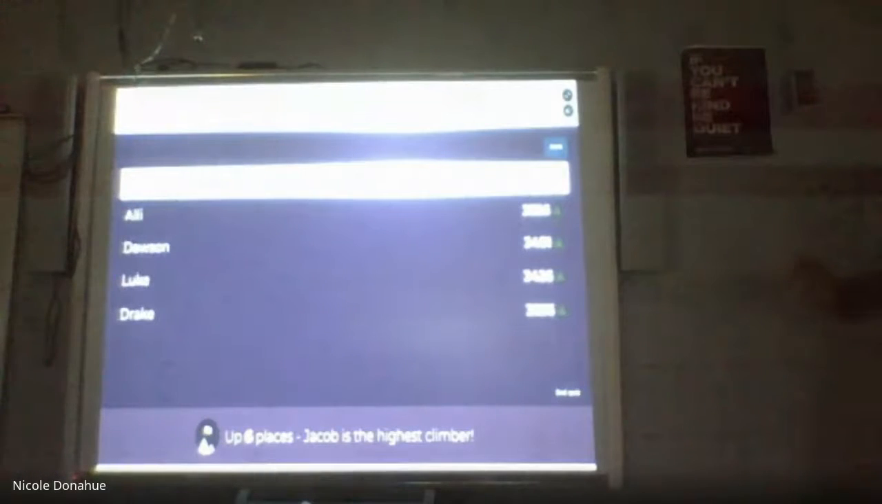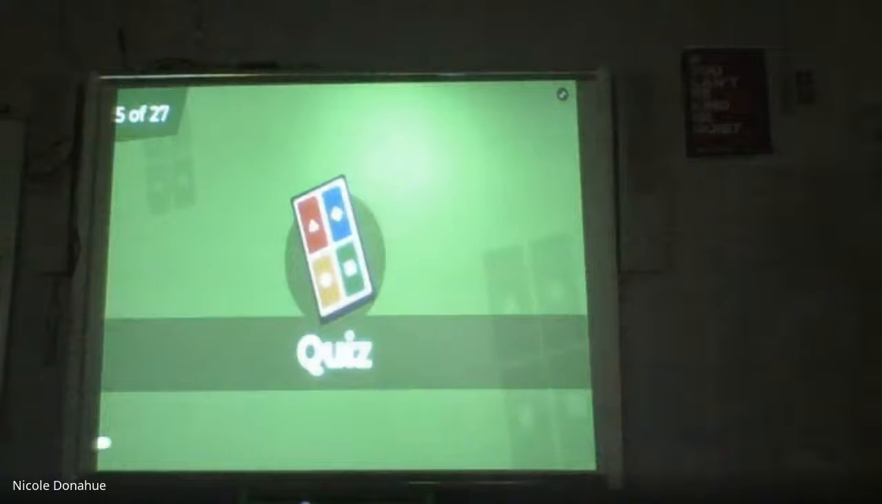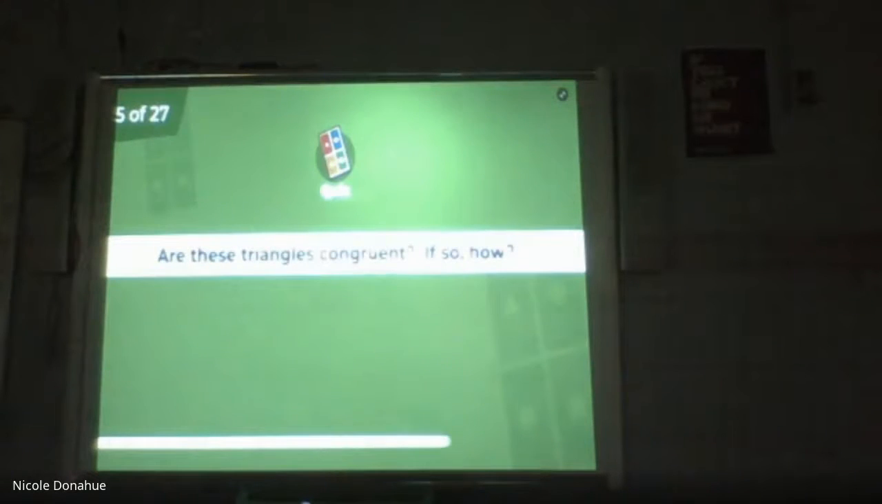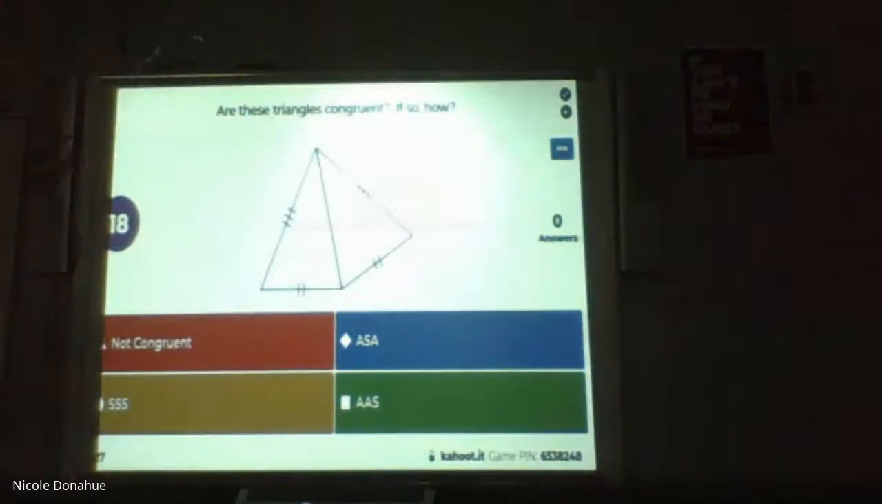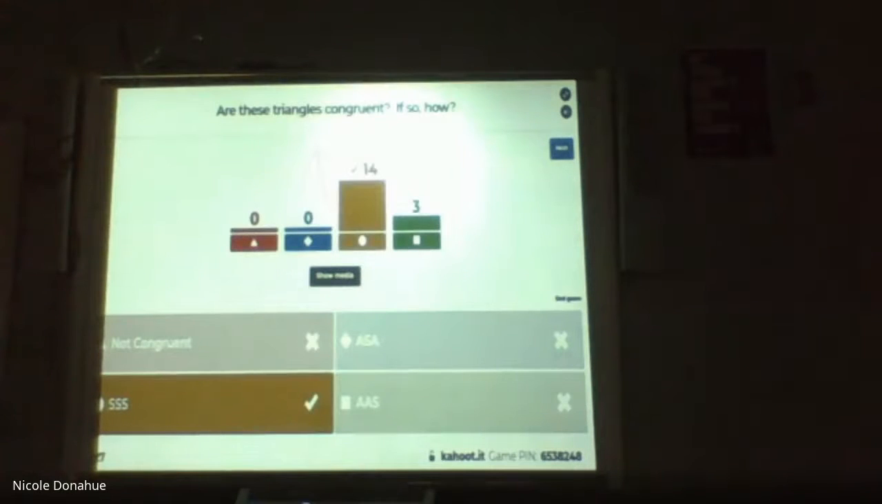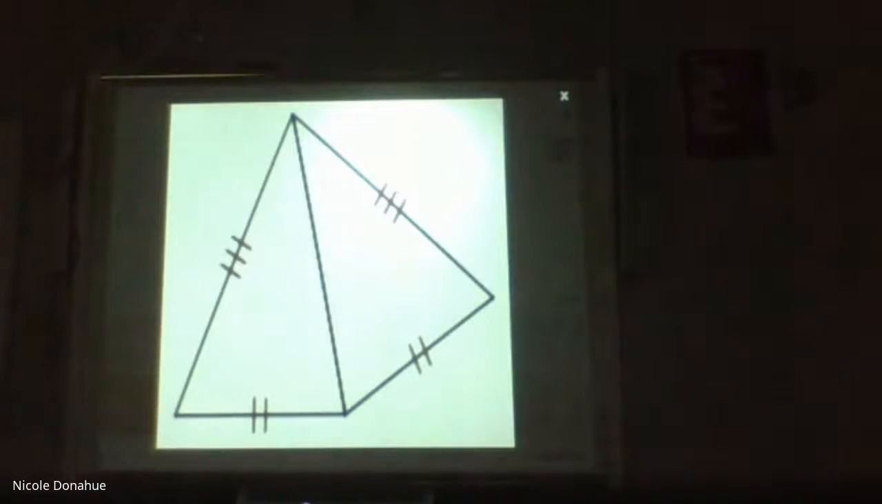Lots of lead changes here. It's a shared side. Yep, so the middle is a shared side. That side equals itself.